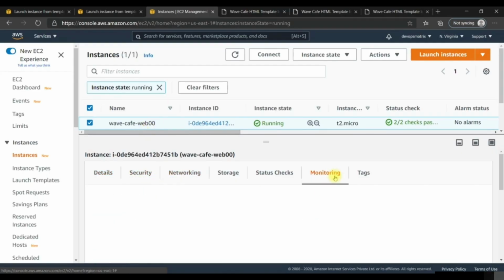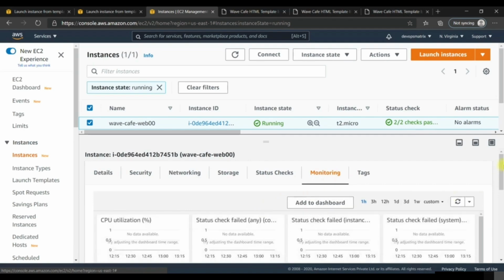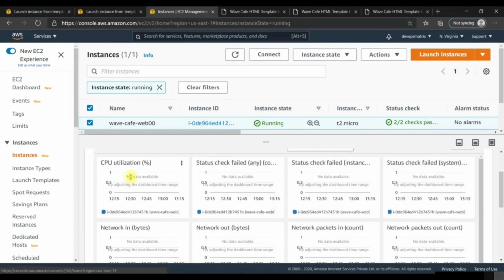So there is an EC2 instance, and the EC2 instance will have a monitoring tab, and these metrics are coming from CloudWatch. So you have CPU utilization, and currently there's no data available, it says, because it's going to take some time to collect this data. I have very recently just launched this instance, so it's going to take some time to collect the metrics, and then you should see the graphs.